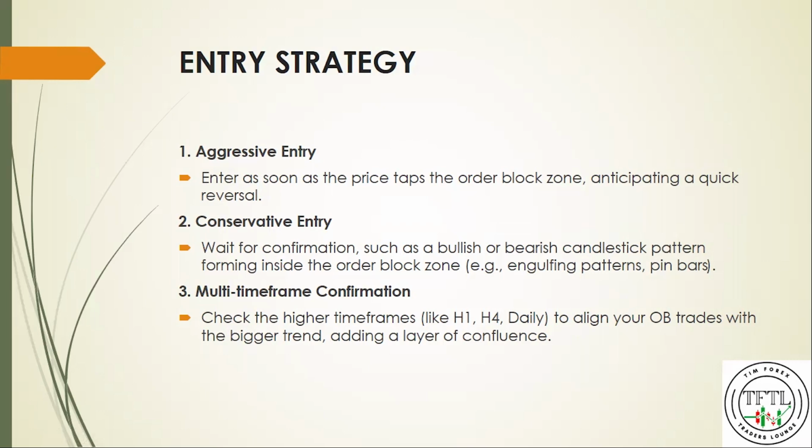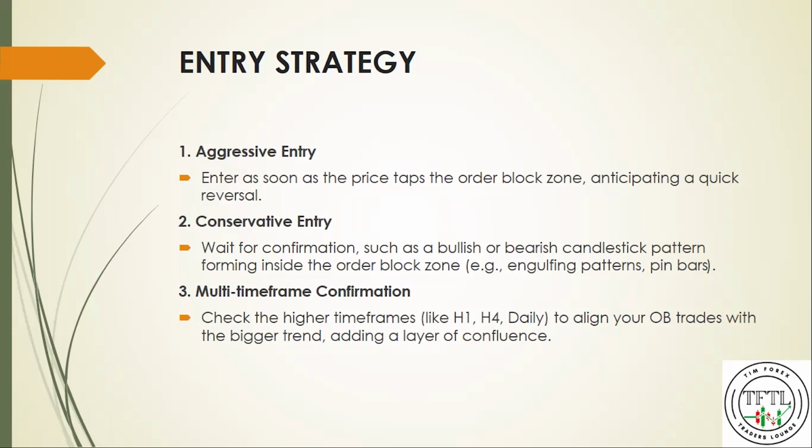Then we have the conservative entry. For the conservative entry, you wait for confirmation such as a bullish or bearish candlestick pattern forming inside the order block zone, e.g. engulfing patterns or pin bars, because these are candlestick patterns that show rejection. What you want to be sure of is that there is indeed a rejection from that area. You can confirm that using these candlestick patterns, the pin bars, the engulfing patterns, and also the dojis. Then number three, you use what we call multi-time frame confirmation.